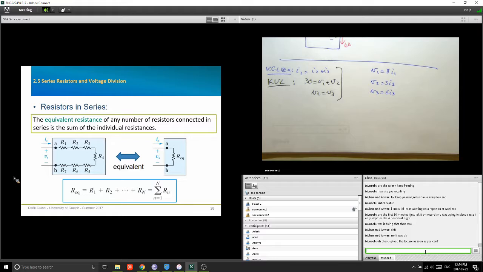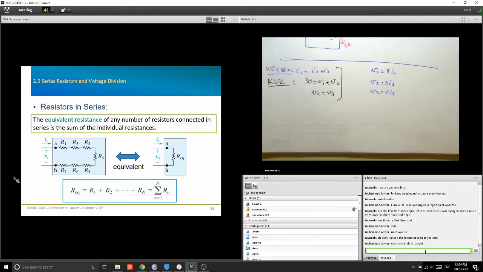And you're going to be able to use that to your advantage. If you have a number of resistors in series, you replace them with one equivalent, the sum of all of them, and that automatically reduces the size of your problem. Okay?